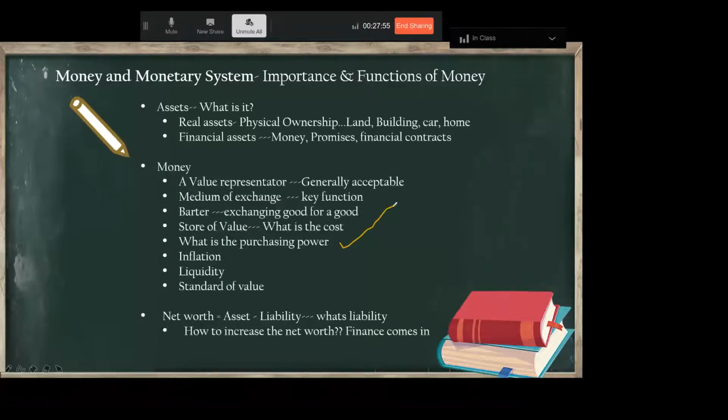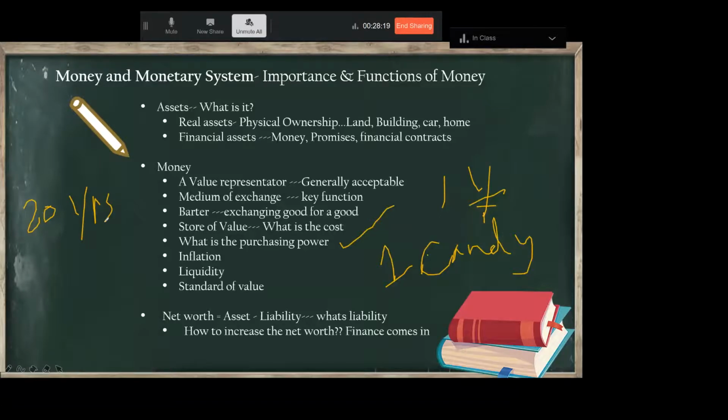So purchasing power means how many things you can buy with 1 RMB. Let's say today, what can you buy with 1 RMB, by the way? Maybe you can buy a candy, one candy for 1 RMB, right? Just an example. So 20 years ago, for 1 RMB, you could have bought maybe 10 candies. So that's the purchasing power of RMB.